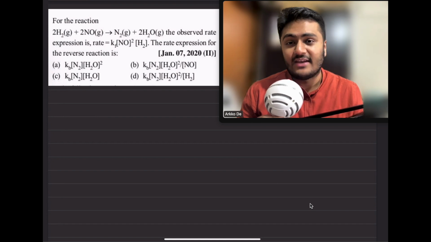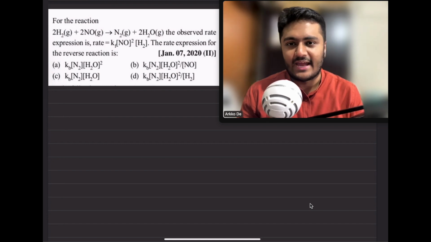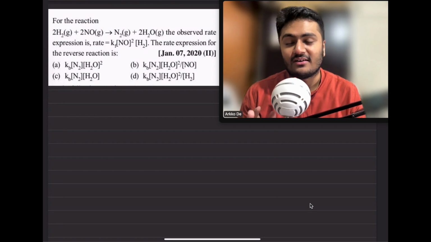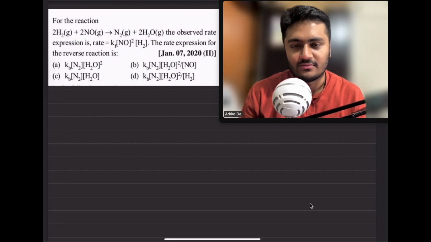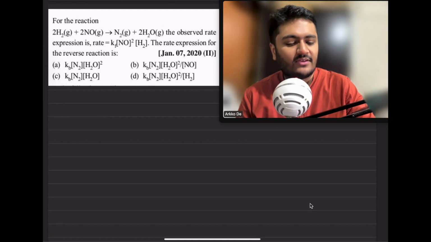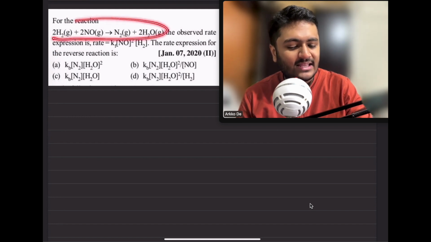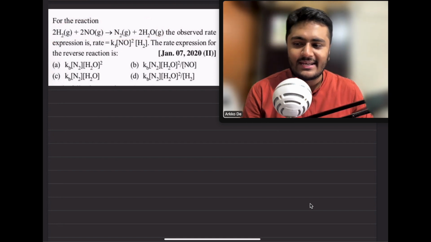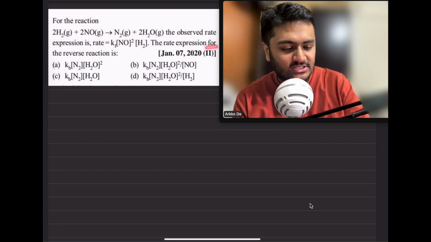And for every other reaction or any complex reaction, the rate law must be given in the question. Otherwise, we cannot write the rate law on our own. So in this question, they have given the reaction and the rate law of the equation. We need to find the rate expression for the reverse reaction.